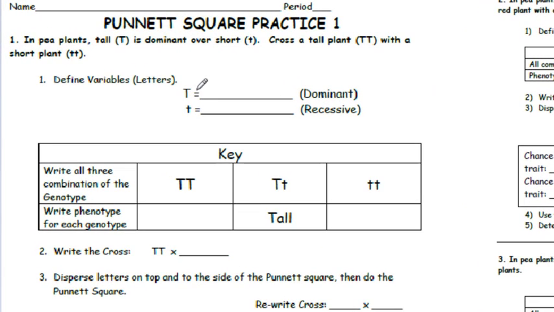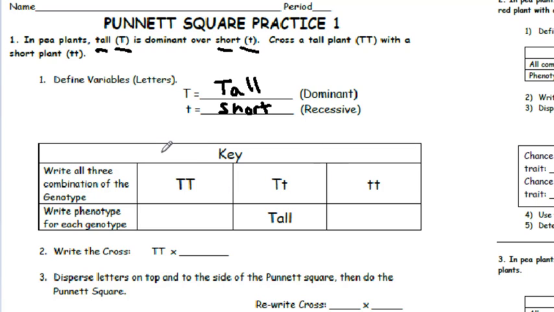Before I do anything, I'm going to define my variables, and the letters are the variables. So capital T means tall in this question, and it's dominant. So you see how it says tall there? And lowercase t is short. So we write this in the... Okay, so that was easy. Let's go to the next part.